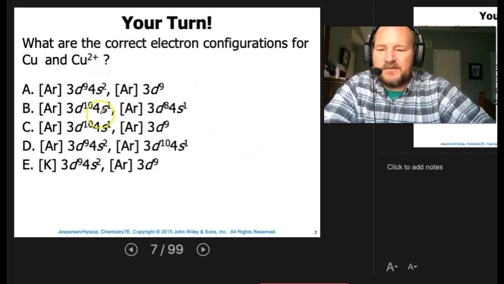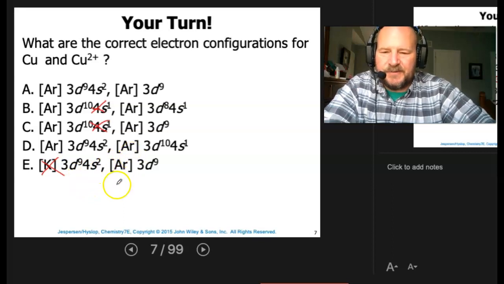There's a 4s2, 3d9. Oh, but that's potassium. So the potassium makes it wrong. All right, so we're down to 2.